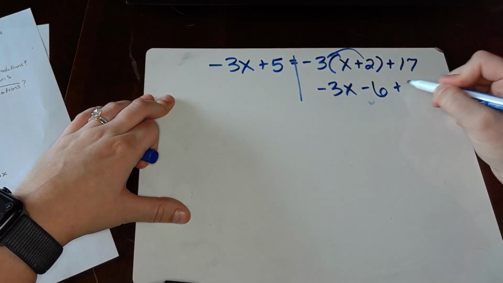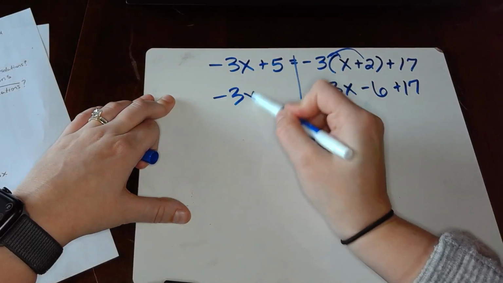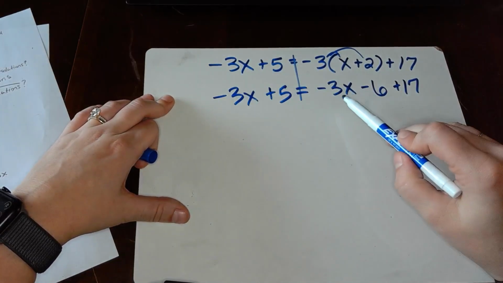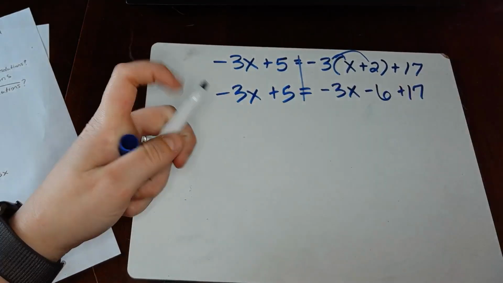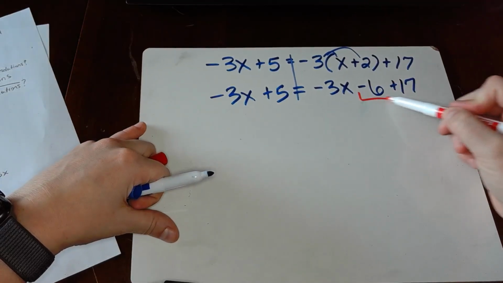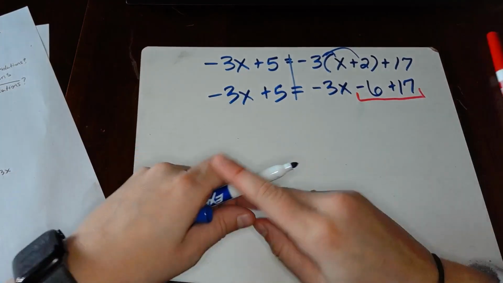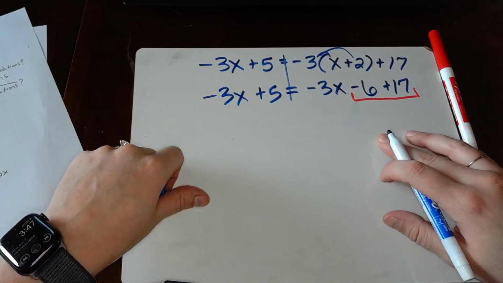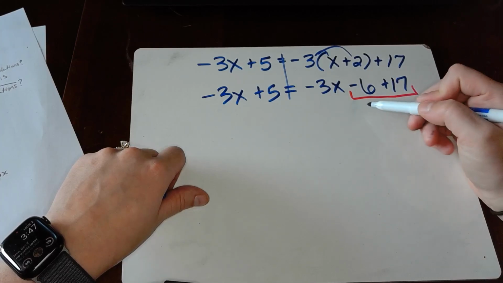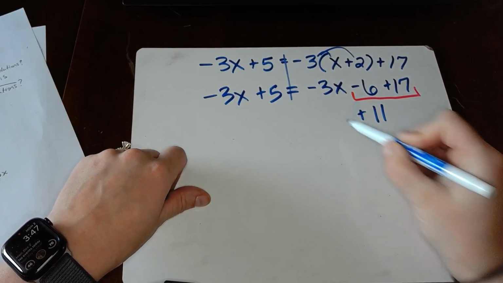Let's bring down this positive 17. And then we'll bring down this negative 3x and positive 5 because we haven't touched it yet. Well, looking at the right side, can it continue to be broken down further? Yes, it could, because you can combine these two constants. You have a negative 6 and a positive 17, which is going to get you a positive 11.